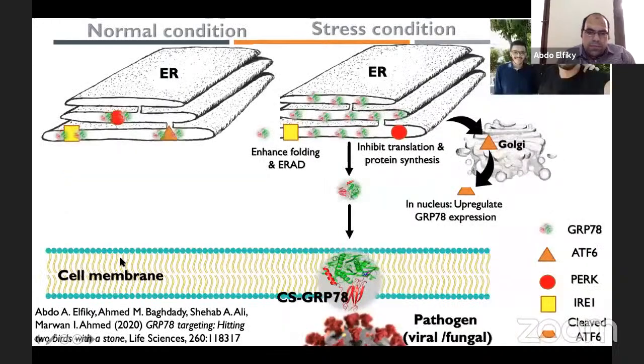We predict this is the mechanism of the ER stress. This is a normal condition, and this is under stress. GRP78 is overexpressed in the endoplasmic reticulum and escapes to the cytosol and then to the membrane, where it can recognize pathogenic fungi or viruses.